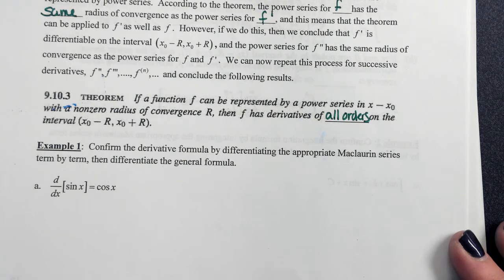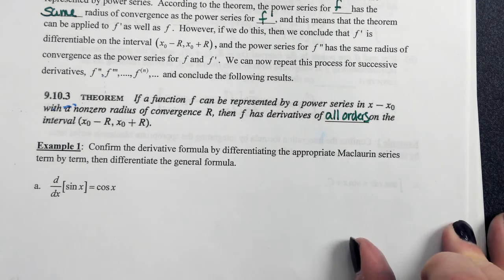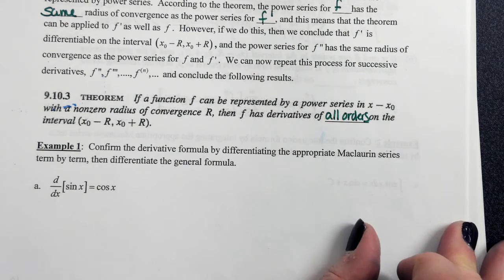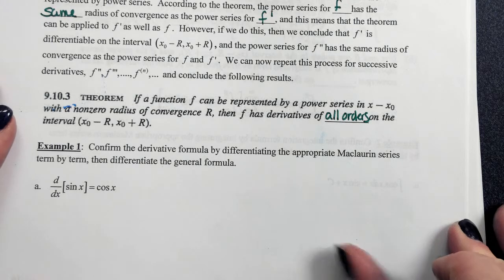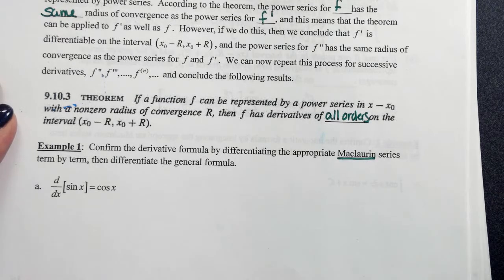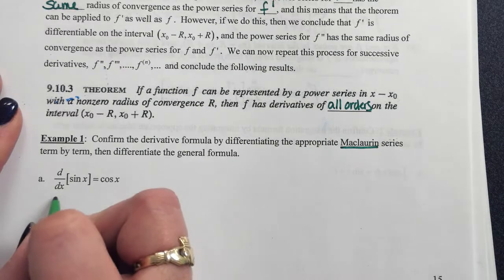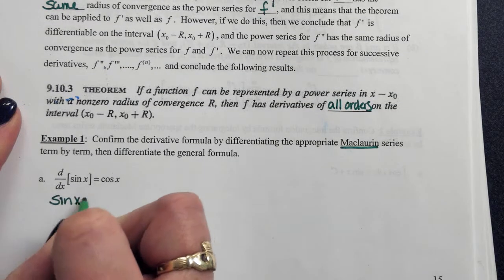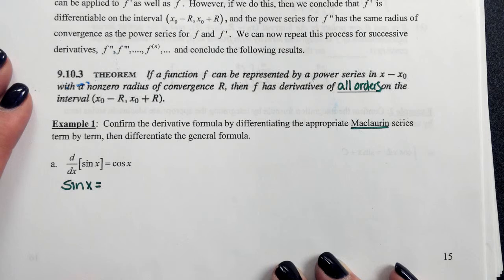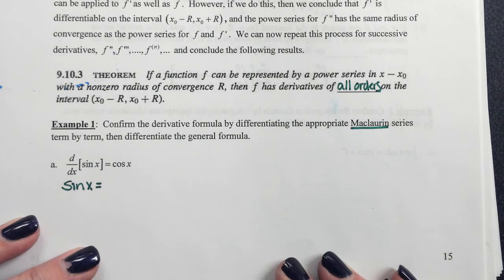So what we're going to do is actually prove, another way to prove why the derivative of sine x is cosine x, by using the Maclaurin series, again because it's talking about Maclaurin, so I know the center is at 0, term by term. So again, I know the sine of x Maclaurin series, what does it start with again? What does sine start with? Does it start with 1 or x?